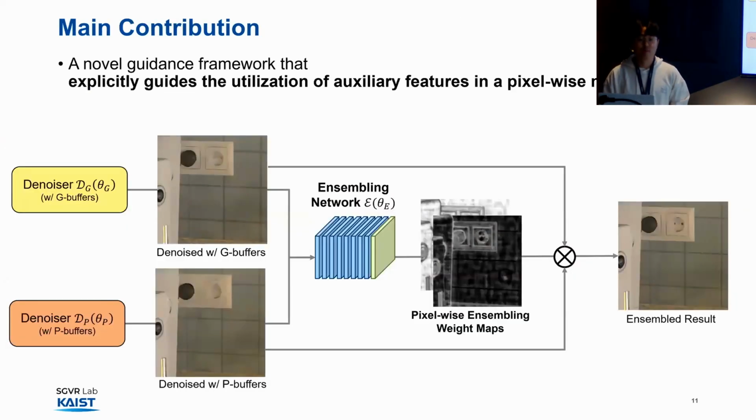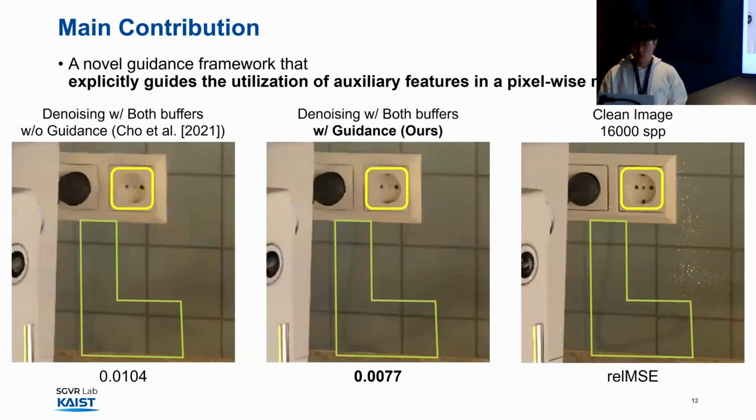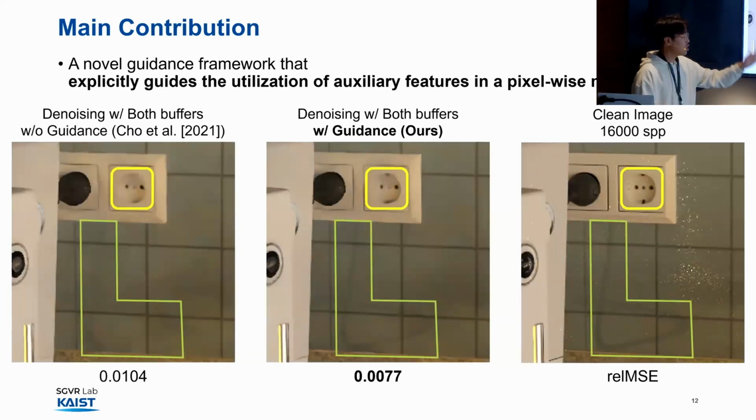Our work overcomes such a problem by better utilizing both kinds of auxiliary features. Our work provides a novel guidance framework that can explicitly guide which auxiliary features should be utilized for denoising in a pixel-wise manner using ensembling weight maps. So in this scene, our framework effectively reconstructs both geometric details and the reflections thanks to the pixel-wise guidance.